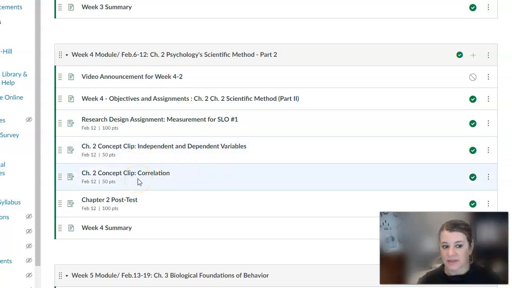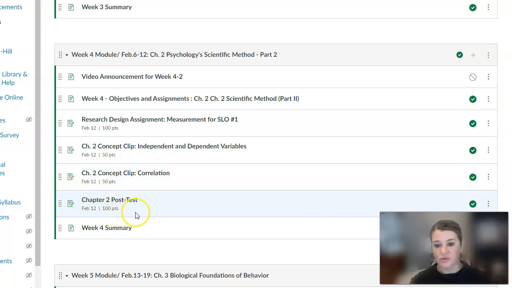You have a concept clip on correlation studies. So the big thing with correlation, it shows some relationship between variables, but it doesn't necessarily imply cause and effect. So to prove cause and effect, you would need to use an experiment, but correlation shows that at least 2 variables are happening relatively close together or have some type of relationship. And you show that with the statistical analysis of a correlation coefficient.